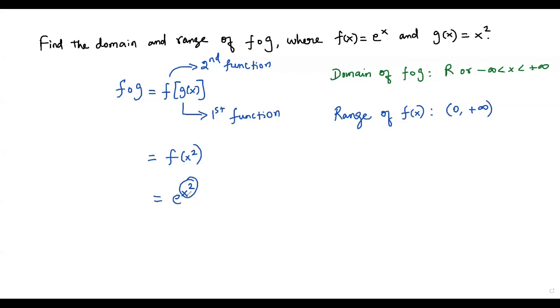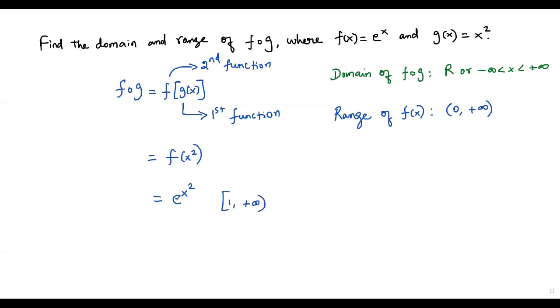Other than 0, if I take any value for x, the exponent is always positive, and e to the power of x square will be greater than 1. So the least value of e to the power of x square is 1, which we get when x equals 0. For any other value of x, it is greater than 1. So the range of the result of this composite function is 1 comma positive infinity.